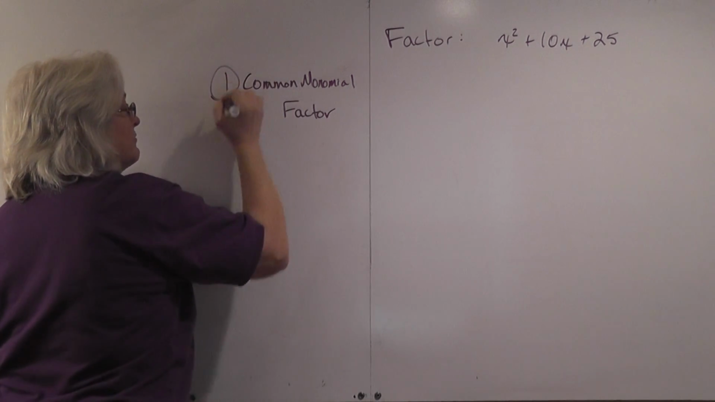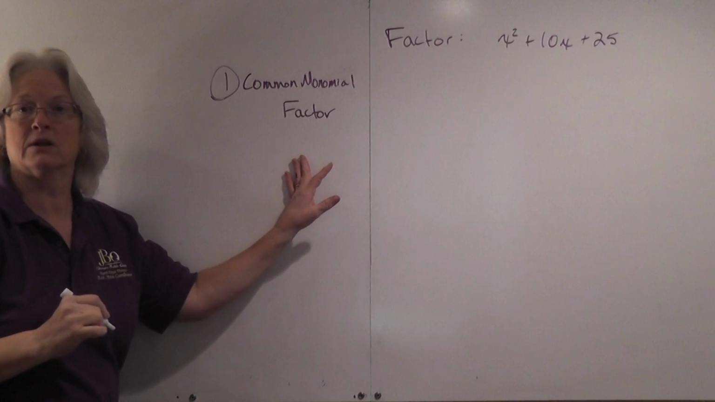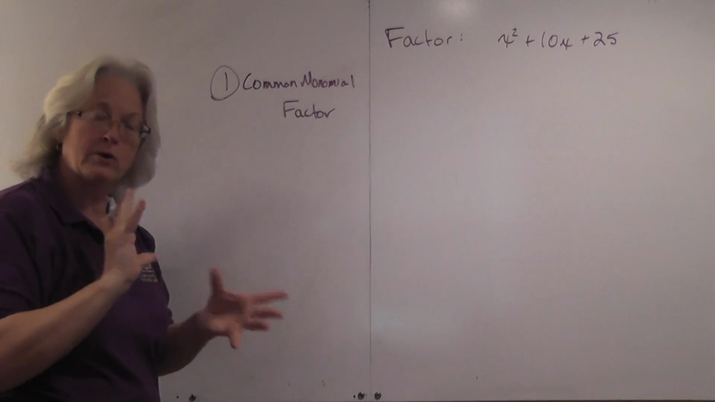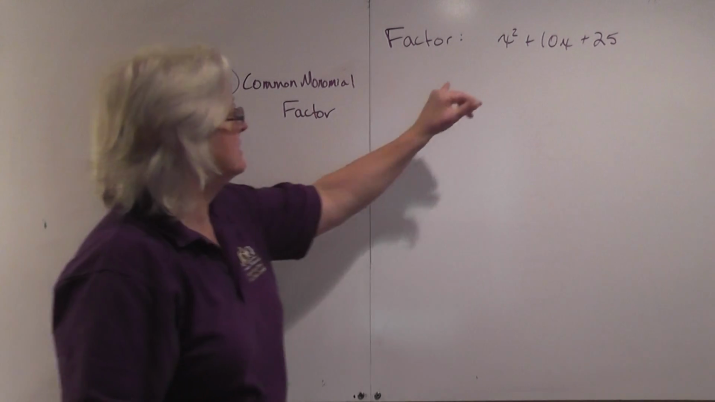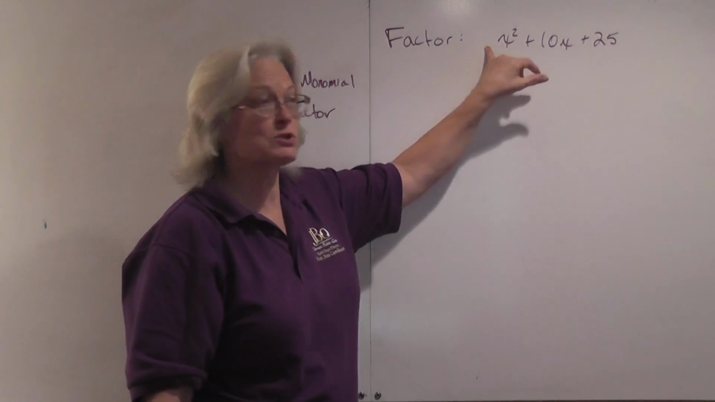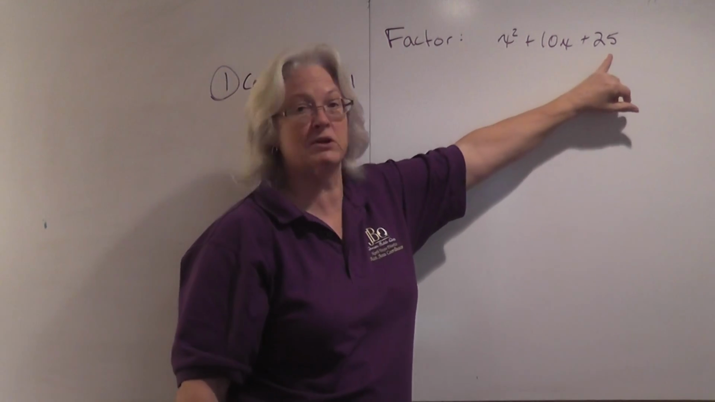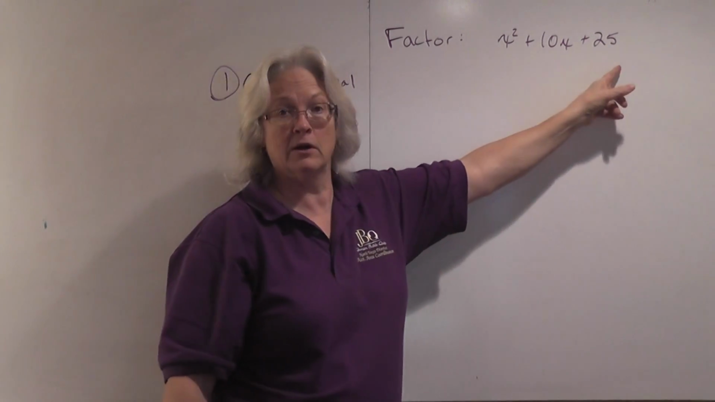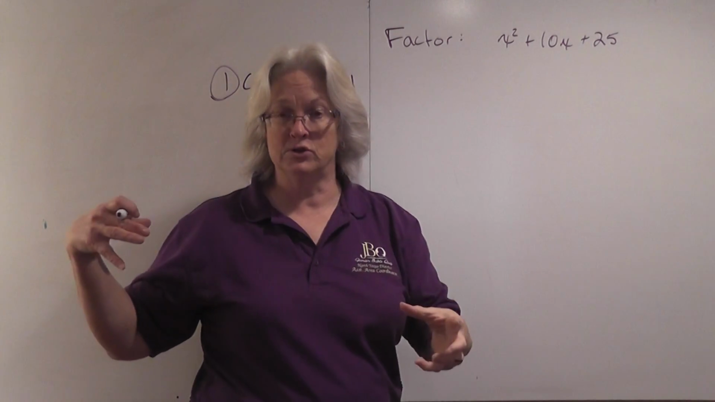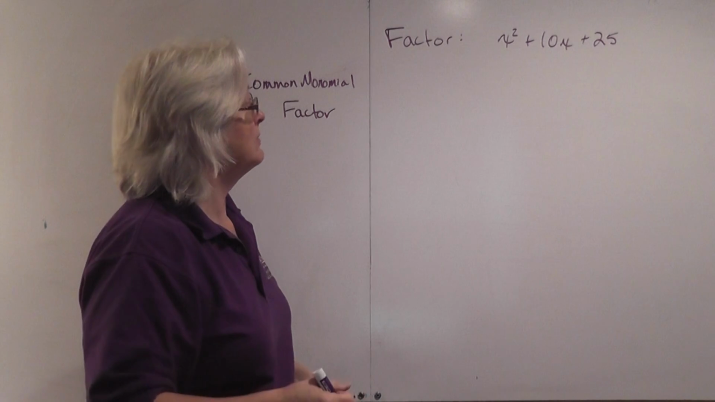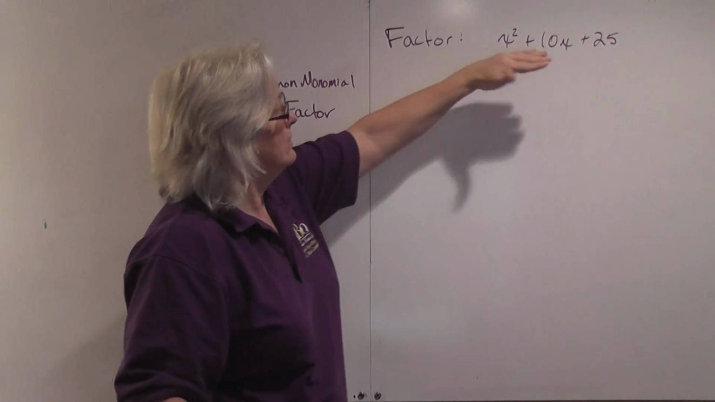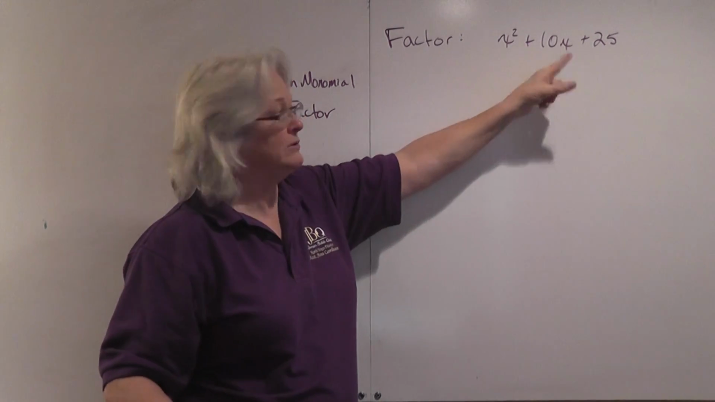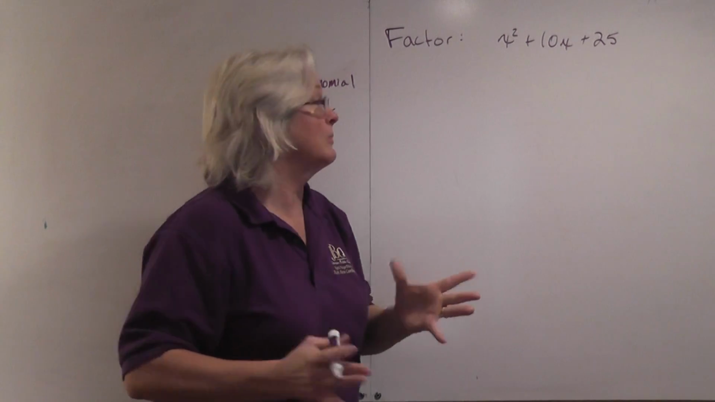When you are factoring an expression, is there a monomial factor that you have in common? Like, if this had been 5x squared plus 10x plus 50, there would have been a factor of 5 in common that you could factor out, as we discussed in 9.1. However, there are no common factors here, 1, 10, and 25, no factor in common.